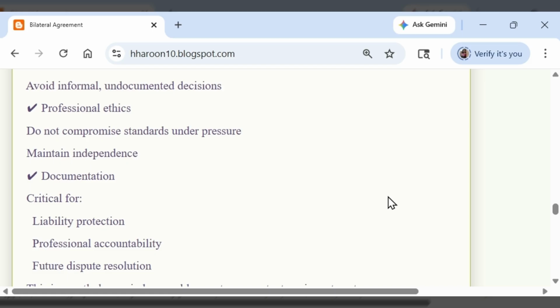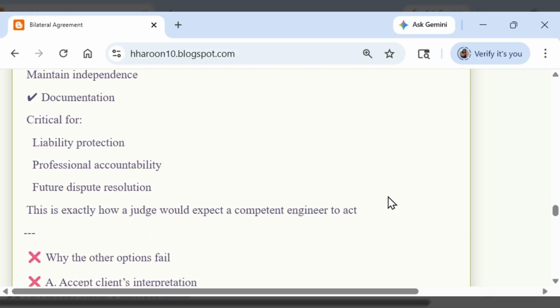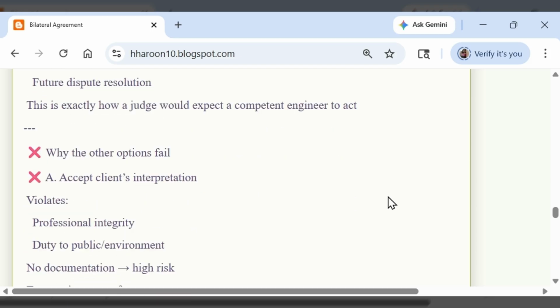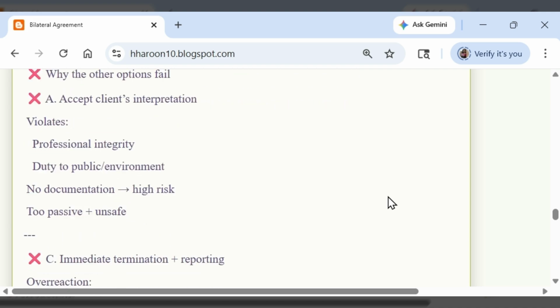Maintain independence. Documentation: critical for liability protection, professional accountability, and future dispute resolution. This is exactly how a judge would expect a competent engineer to act. Why the other options fail. A. Accept client's interpretation. Violates professional integrity and duty to the public environment. No documentation, high risk. Too passive plus unsafe.